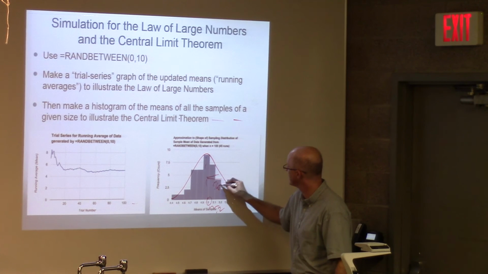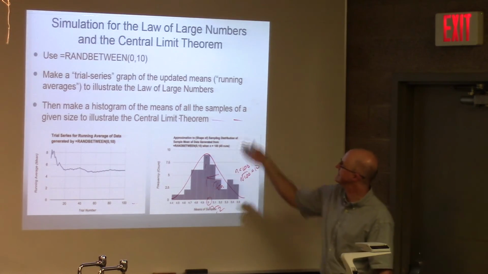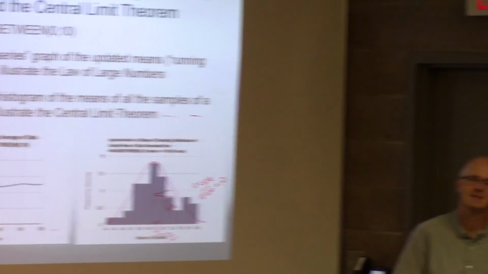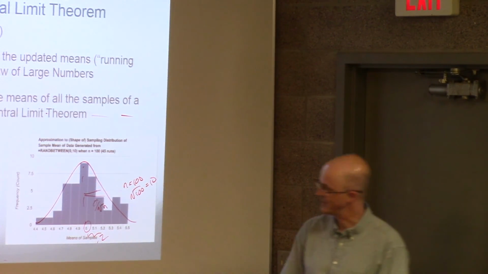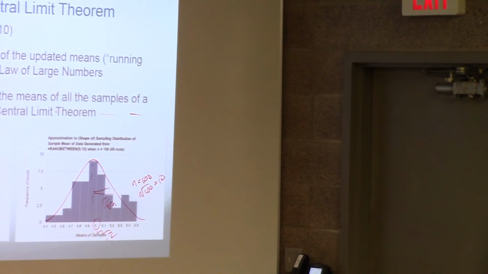This should be sigma over square root of n, where n is 100. Square root of 100 is 10. Sigma is the standard deviation of the population. I don't remember what it is. I better calculate it after class and send it to you, so you can compare that. It's approximately 0.2, I hope.